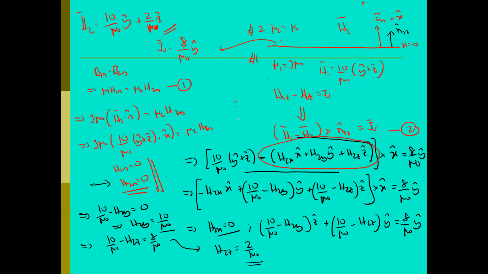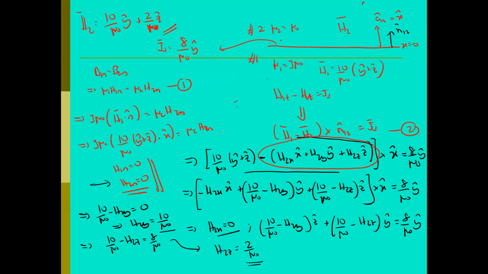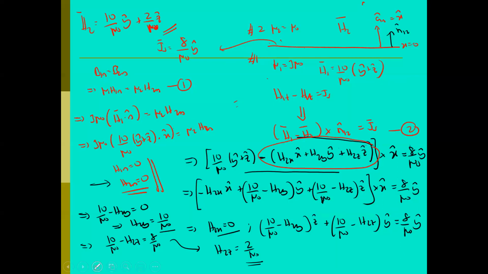And because the question asks us about the H field and also the M2, the M2 can be obtained straight away, in which the method is similar to what we have seen in the first question just now. So I don't have to do it for you, you can do it on your own for the M2 calculation. Right, for the third one, which is to find the energy density in both regions, the energy density is similar to what we have discussed in the first example just now. You can use these sections here.